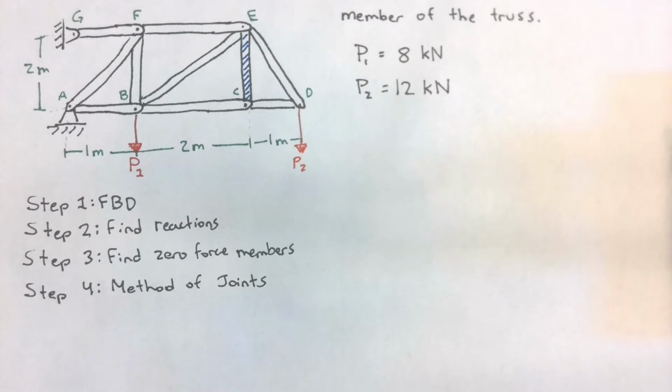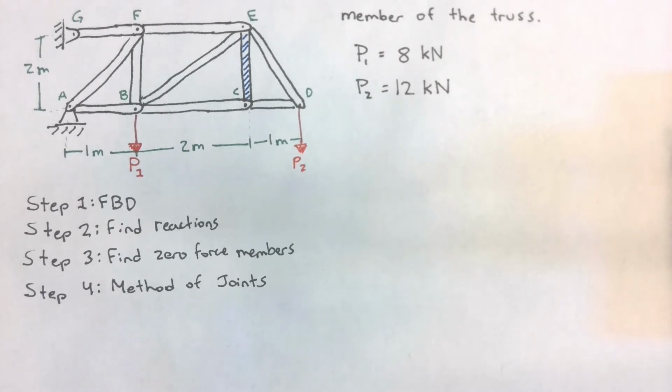We have a force at B. And also we have the hinge have a force right there. Okay, so that can work.